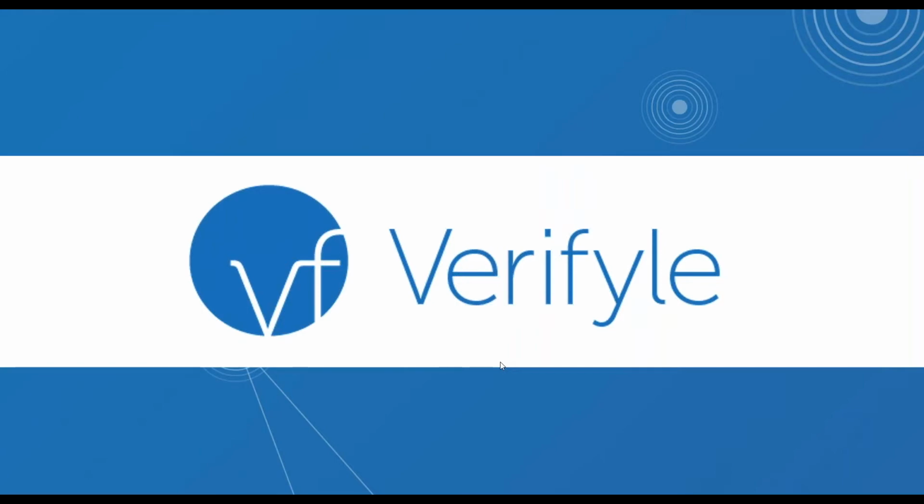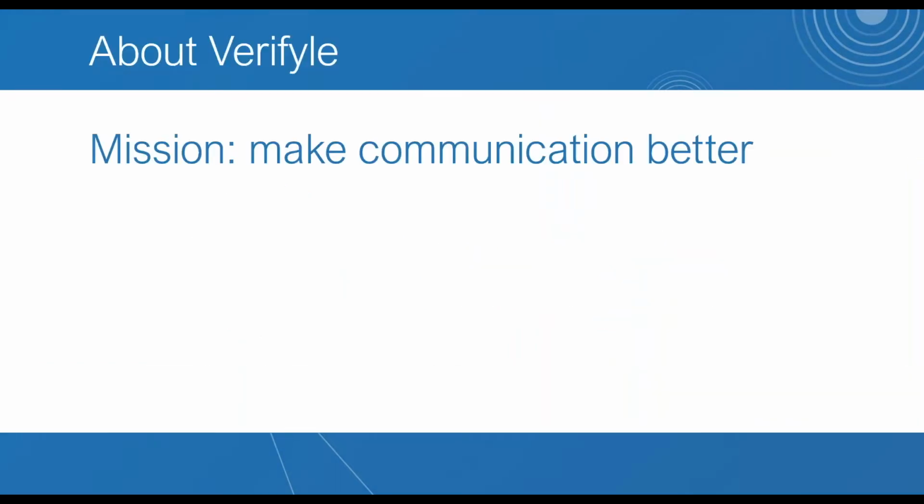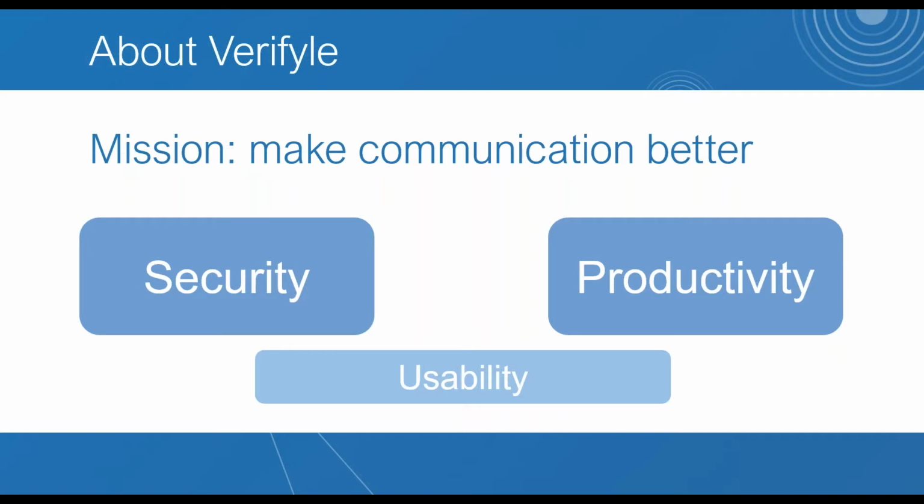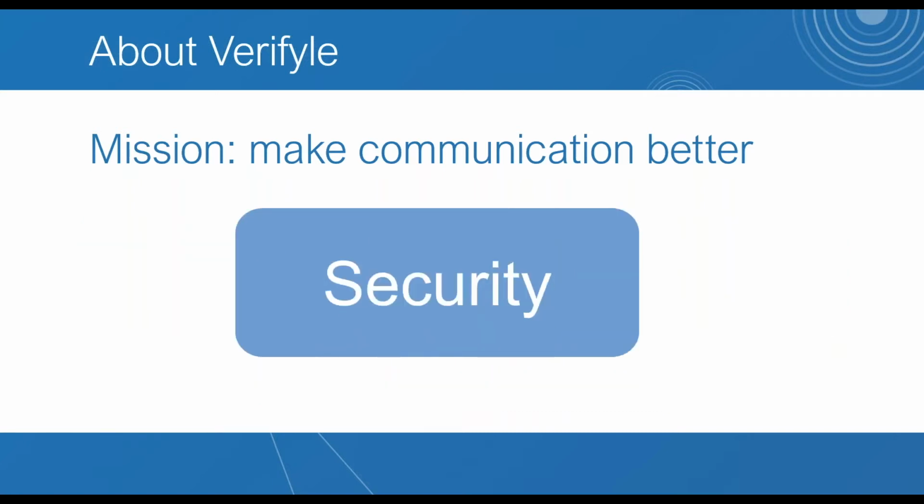Verifile is all about making communication better. And we see two key aspects of communication. Those are security and productivity, neither of which should come at the expense of usability. The reason we place such persistent emphasis on security is that we believe the near-term future of business will be characterized by two types of organizations and professionals: those who make that extra effort to protect and secure their own information and that of their constituents and continue to reap the long-term trust relationship benefits that derive from that, and those organizations and professionals that don't protect that information and continue to see a gradual erosion in those trust relationships.